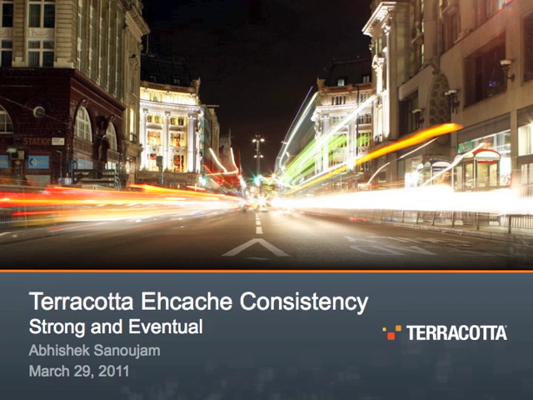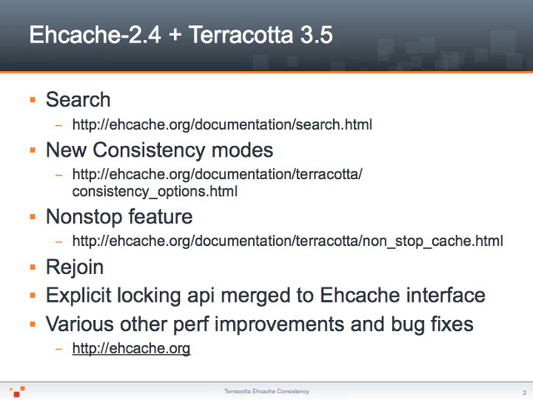I'm Abhishek Sanujam, software engineer at Terracotta, and I'll be talking about the new ehcache consistency modes introduced in the latest ehcache release. ehcache 2.4 with Terracotta 3.5 was released just a few days ago. Lots of new cool features were added into this release, for example, search, new consistency modes, non-stop feature, rejoin, explicit locking API, and various other perf improvements and bug fixes. Please visit ehcache.org to find out more details about this release.